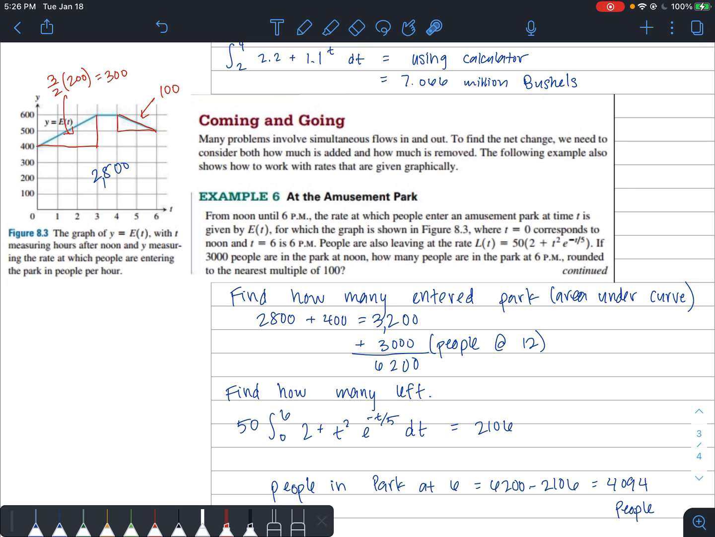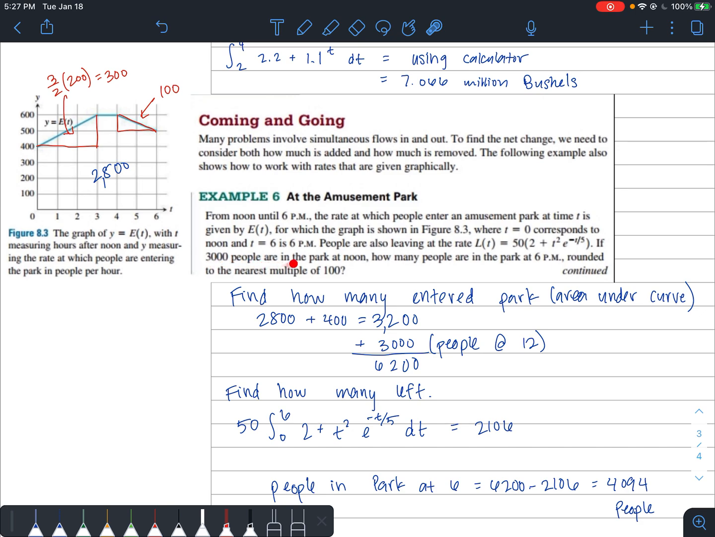So from noon to 6 p.m., the rate at which people enter the amusement park at time t is given by e of t, for which the graph is shown in figure 8.3. So in this figure on the left right here, this function shows us how many people are entering into the amusement park. Okay, t equals 0 is noon, and t equals 6 is 6 o'clock p.m. People are also leaving at a rate of L of t, and that function is given to us as an equation rather than as a graph. So this right here is a function that represents how much are leaving.